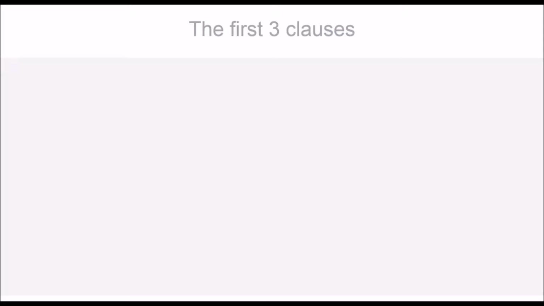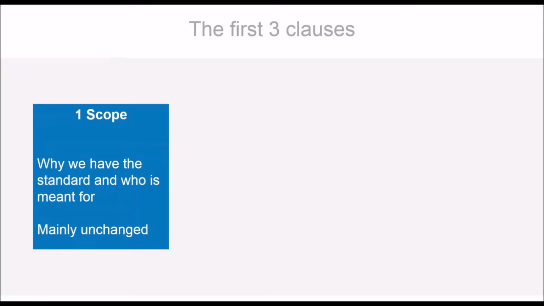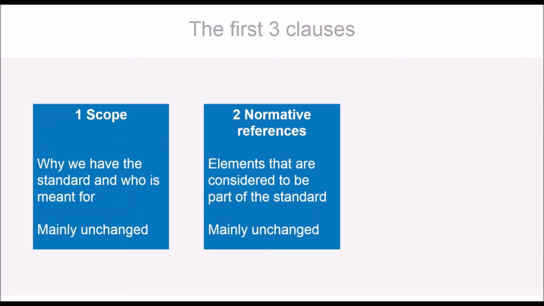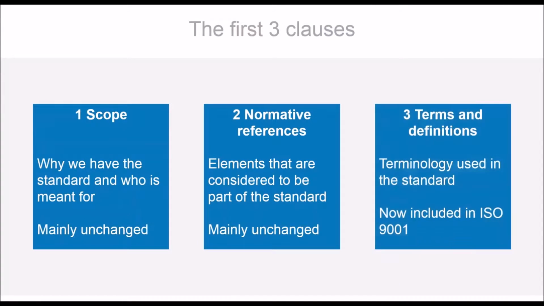The first 3 clauses have kept their names, and number 1 is scope. Scope gives us the reason we have this standard, and it is unchanged from the previous versions. ISO 9001 will still refer to ISO 9000. It is being updated as we speak and will be published this year. In the 2008 version of ISO 9001, you will find that in the terms and definitions there is a reference to ISO 9000. This will remain the same. In ISO 14001, the terms and definitions are included in the standard itself.